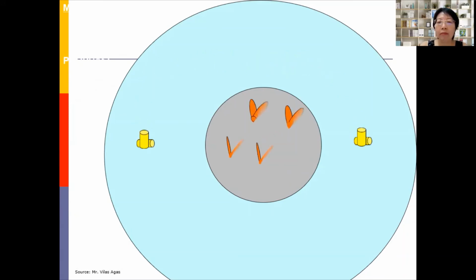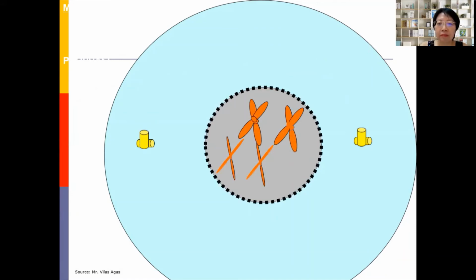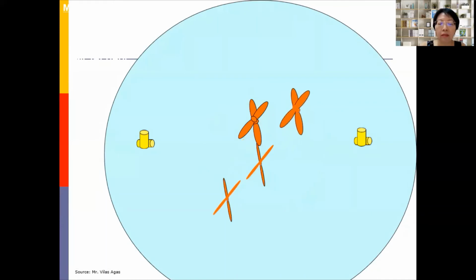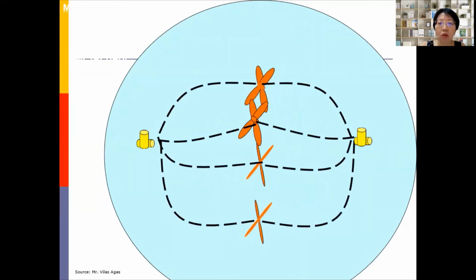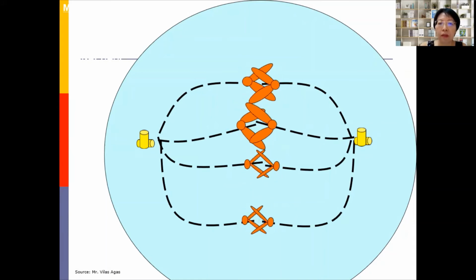So step 1. This is showing you the prophase, where centrioles move to opposite poles, the nuclear membrane disintegrates, and chromatin becomes chromosomes, each made up of two sister chromatids held at the centromere. Then all the chromosomes align at the equator. Spindle fibers extend from the centriole and attach to the centromere of the chromosome.